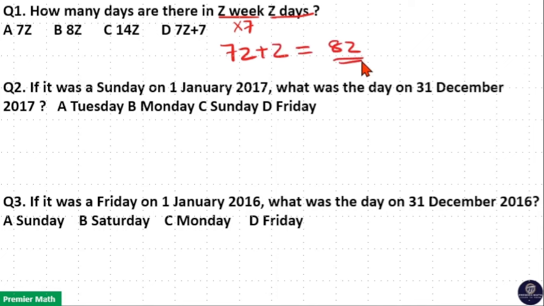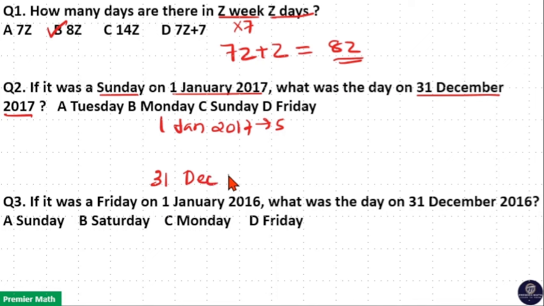Next is, if it was Sunday on 1st January 2017, what was the day on 31st December 2017? Here 2017 is a normal year, not a leap year. So there are total 365 days in 2017. Now 1st January 2017 is a Sunday. Then we need to find 31st December 2017, that is last day of the year 2017.